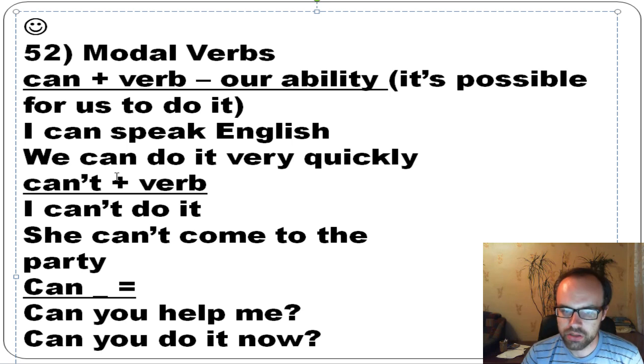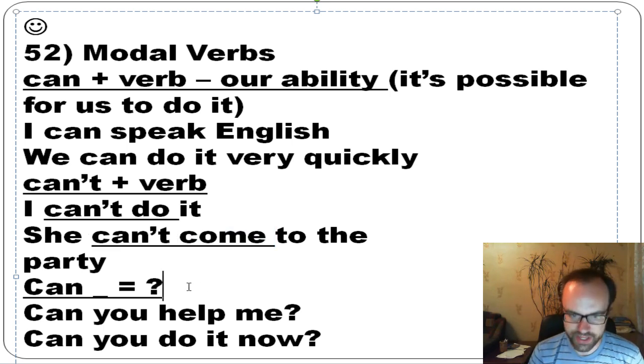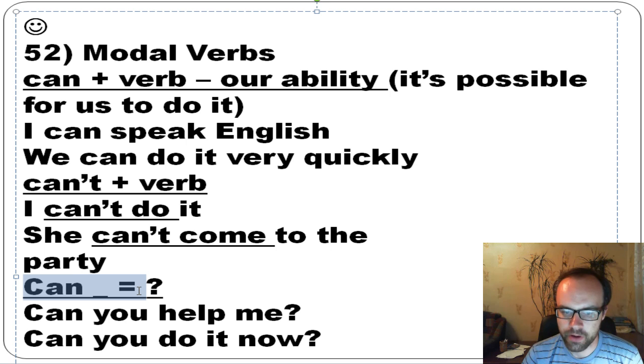So if you want to form a negative form, you say can't plus verb. I can't do it. She can't come to the party. And if you want to ask a question, no problem. You use can in the beginning, then use a subject and a verb. Can you help me? Can you do it now?